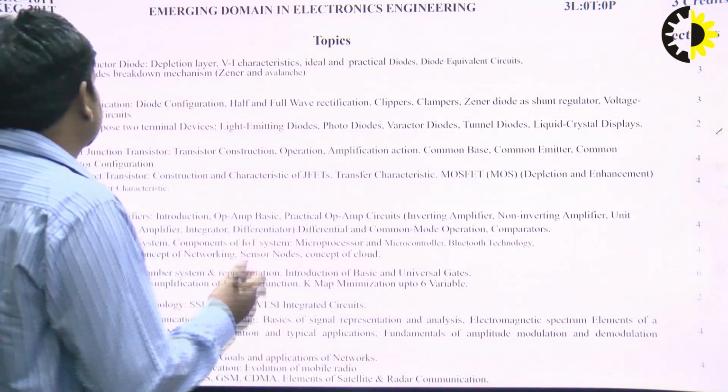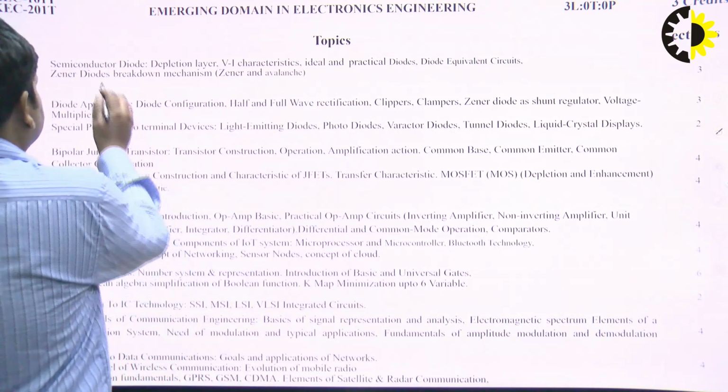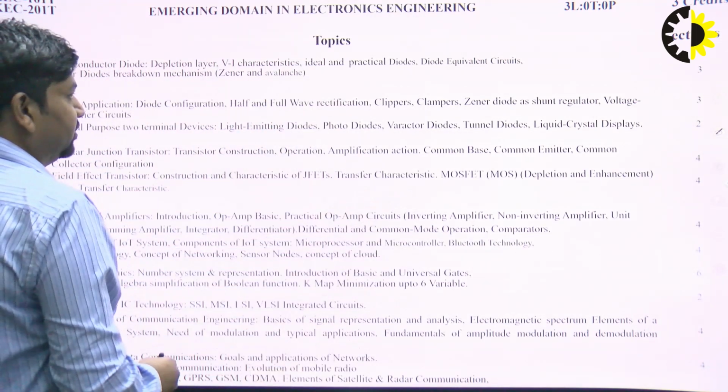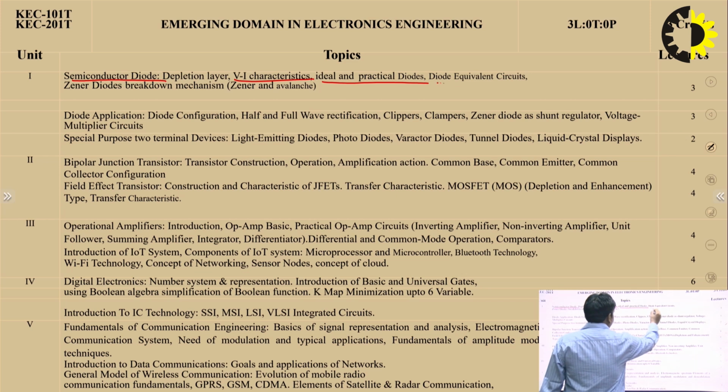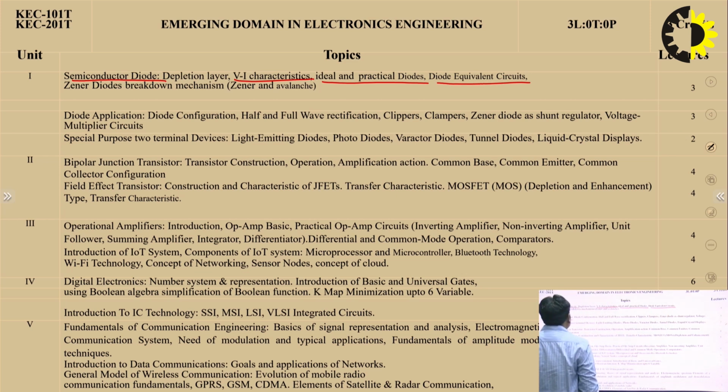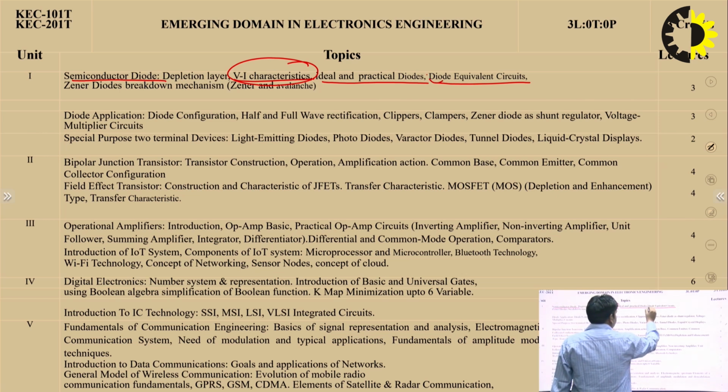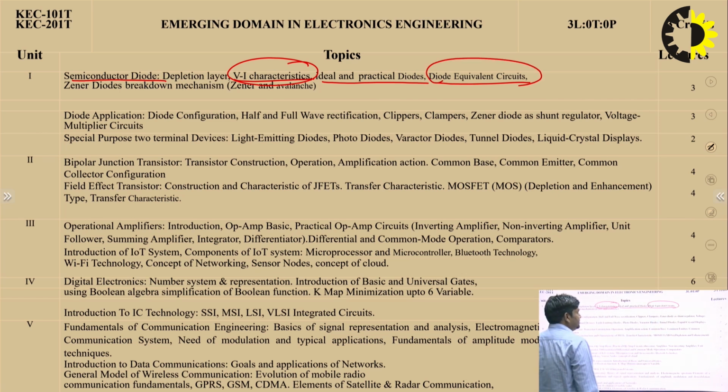So these are the topics. This is the unit 1 topic. I cover the whole syllabus of that particular subject, and the first unit is dedicated totally to the semiconductor diode and its applications. First, the VI characteristics of ideal and practical diodes, the diode equivalent circuits, and the Zener diode. I focus on the VI characteristics of the ideal diode and practical diodes, and the diode equivalent circuits, piecewise linear models, approximation models, and ideal models.